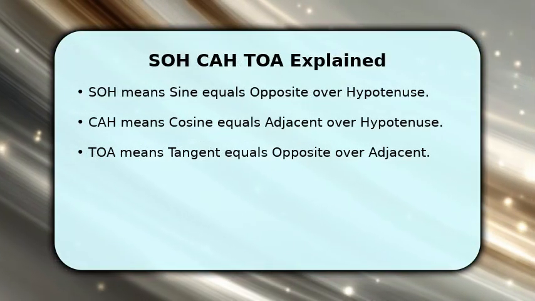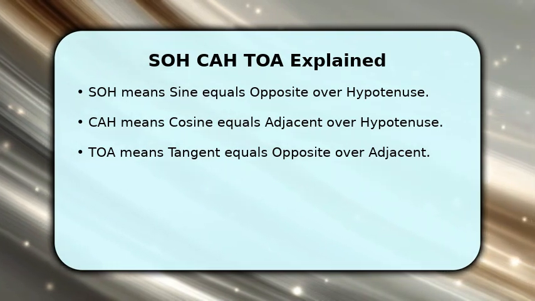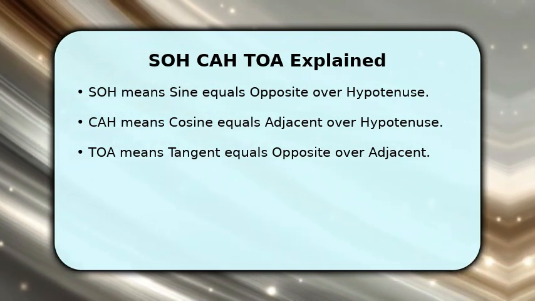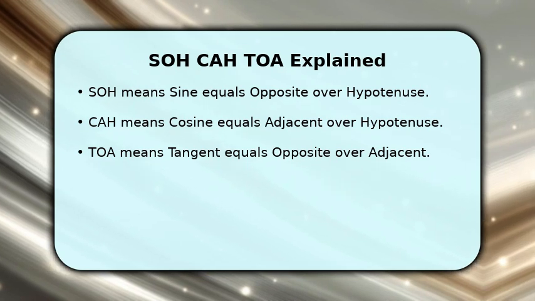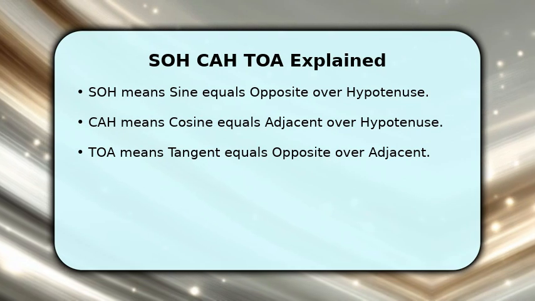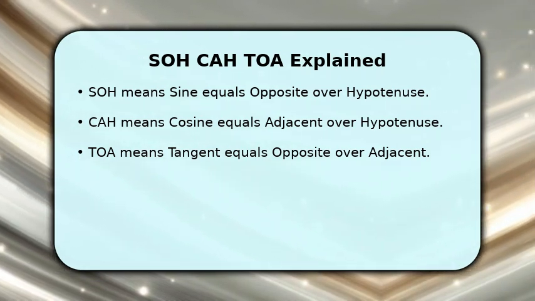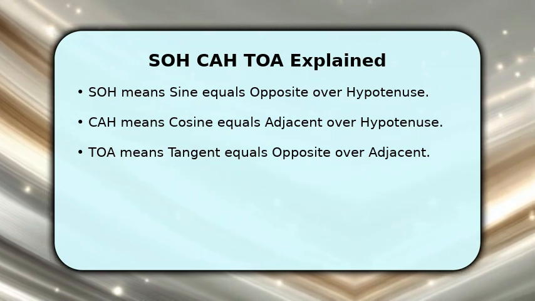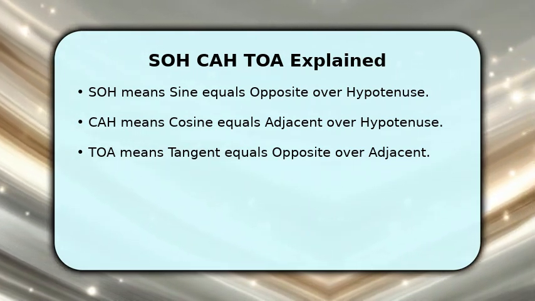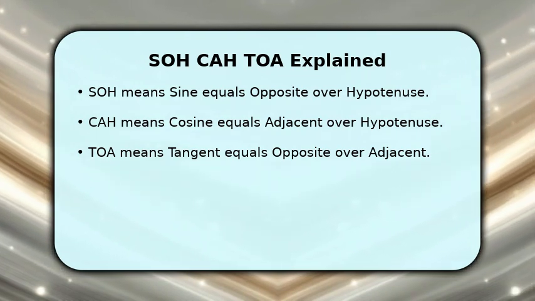Let's break down SOH, CAH, TOA. SOH tells us that the sine of an angle is the length of the opposite side divided by the hypotenuse. CAH explains that the cosine is the adjacent side divided by the hypotenuse. Finally, TOA clarifies that the tangent is the opposite side divided by the adjacent side. This simple phrase is your key to remembering these essential formulas.